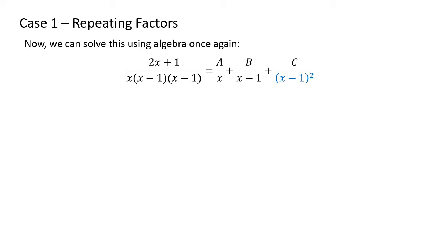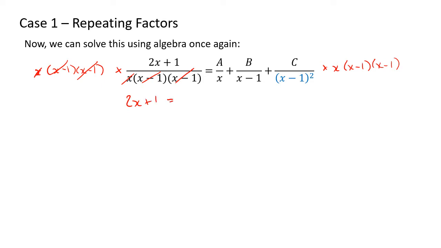So our first step is to remove the fractions. And we do that by multiplying both sides by all three factors, x times x minus 1 times x minus 1. Okay? So when you do that, on the left-hand side, the factors all go away. We have 2x plus 1.